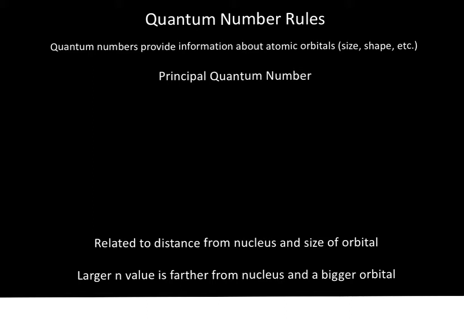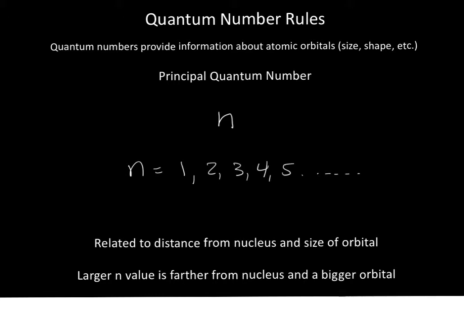So there are 4 quantum numbers, and we're going to go through them one at a time. The first quantum number that I want to talk about is the principal quantum number. The principal quantum number is n, a lowercase n. And the rules for n are pretty straightforward. n has integral values. It starts with 1, so n can equal 1, 2, 3, 4, 5, and so on and so forth.